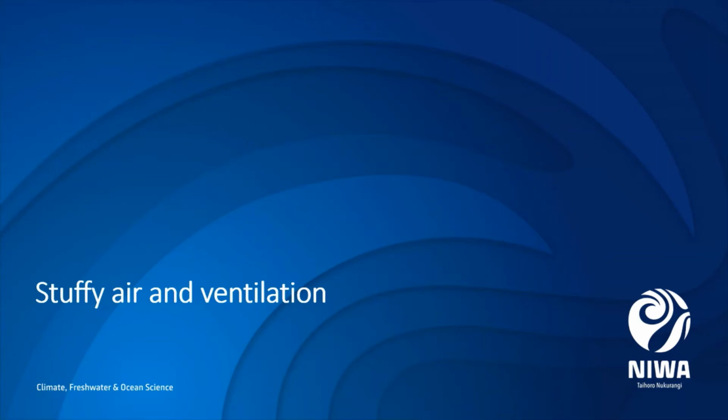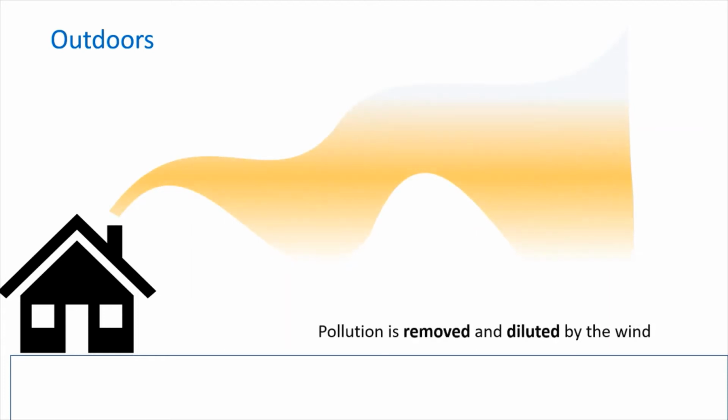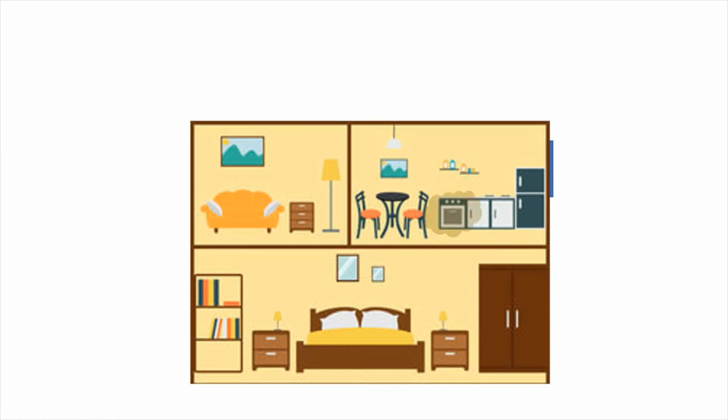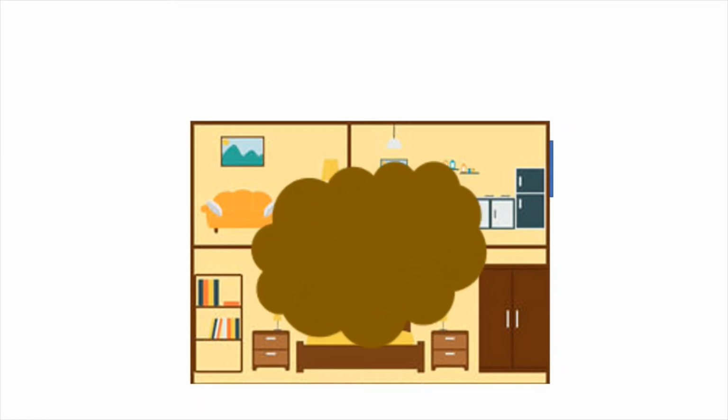Stuffy air and ventilation. When air pollution is released into the outdoor air, it mixes with clean air and becomes diluted, or thinner. It is also carried away by the wind. But if air pollution is released into the home, it can get trapped there, getting thicker and thicker, unless the home is properly ventilated by opening doors or windows or using a fan.